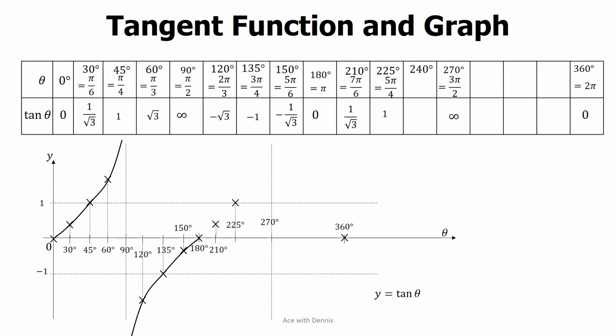Tangent at 225 degrees. Okay, it is 1. On the graph, we plot it. Here is the point. Tangent 240 degrees, it is root 3.